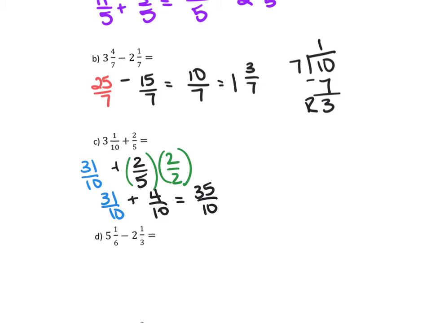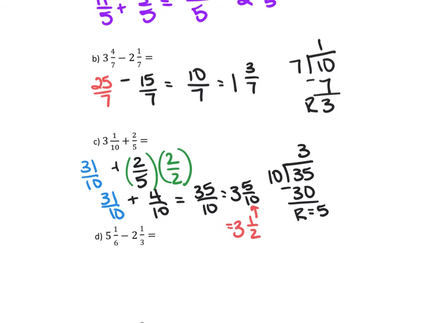Go back and convert this to a mixed number. So 10 will go into 35 3 times. 3 times 10 is 30. Subtract. The remainder is equal to 5. So when I do this, I get 3 5/10. But this 5/10 can be reduced, because that reduces to 3 1/2. And that's the final answer. Make sure you reduce fractions when you can.